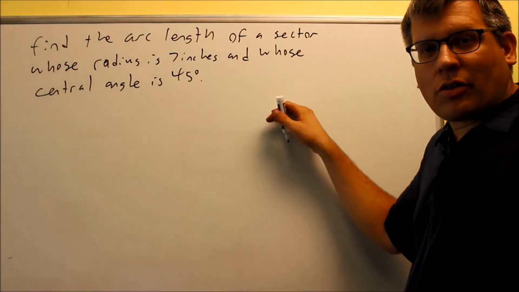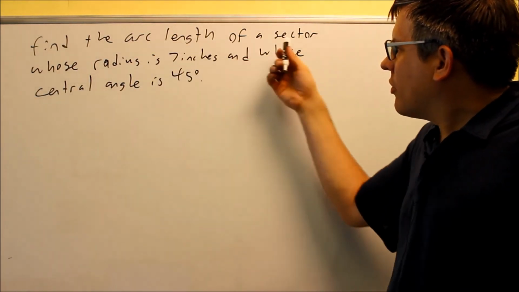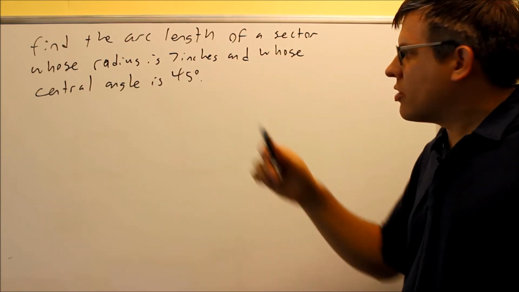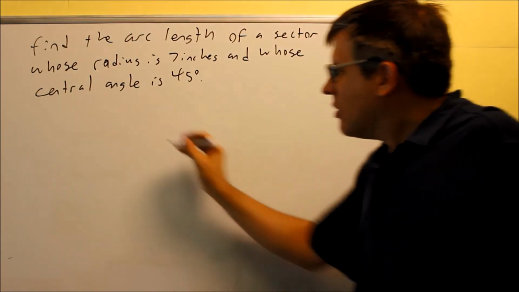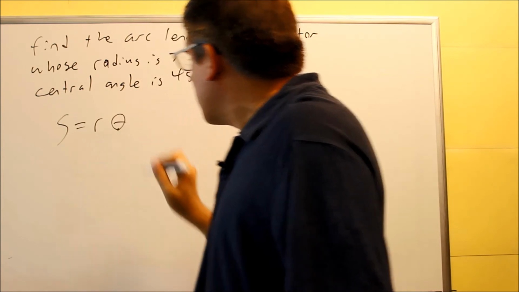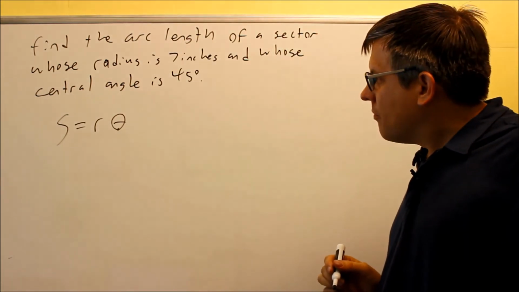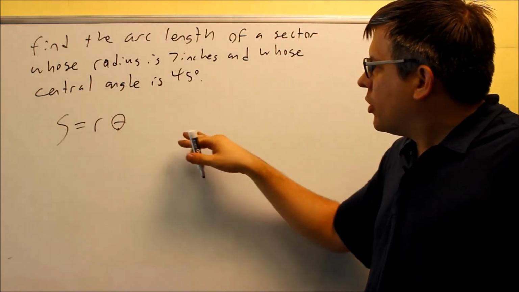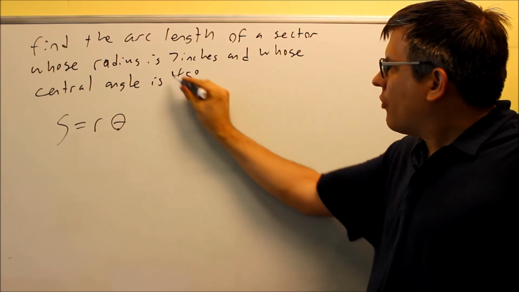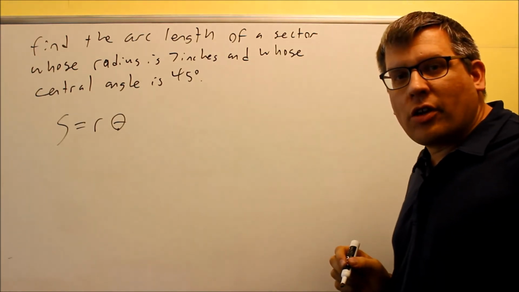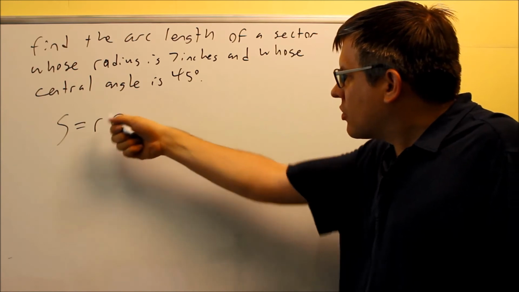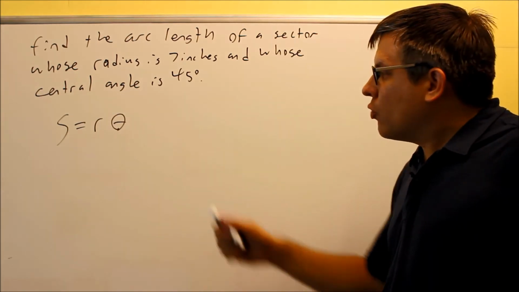Okay, here's another one with arc length. Find the arc length of a sector whose radius is 7 inches and whose central angle is 45. Here's the same formula we just used previously, S equals r theta. And we want to put in the information that's given. Now, 45, we don't want to put that in for theta. The reason why is because this formula here only works if you're in radians.